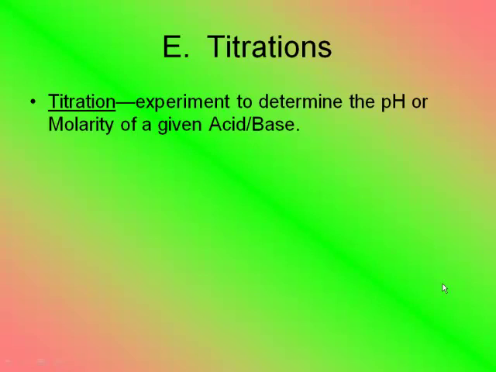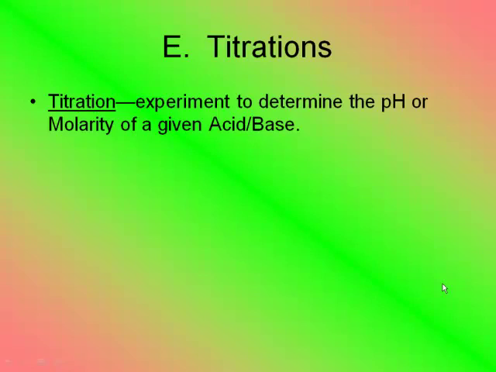So what happens is sometimes we're given an unknown substance, an unknown concentration of a substance. We know it's an acid or we know it's a base, but we don't know what its molarity is. So what we're going to do is use a known substance with a known concentration to compare it against. And we're going to conduct this experiment and produce a titration curve.